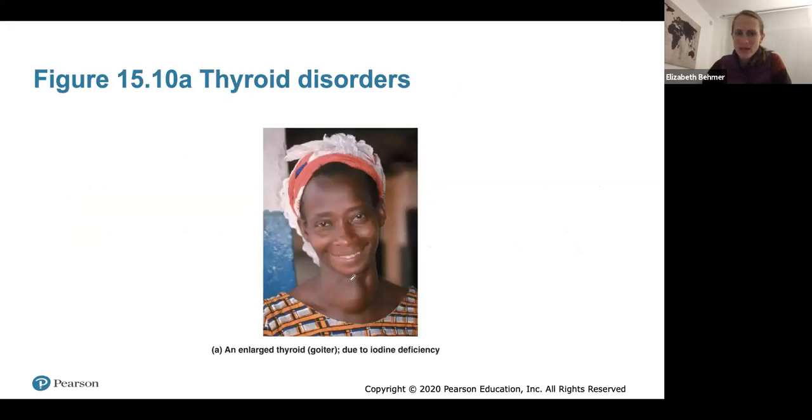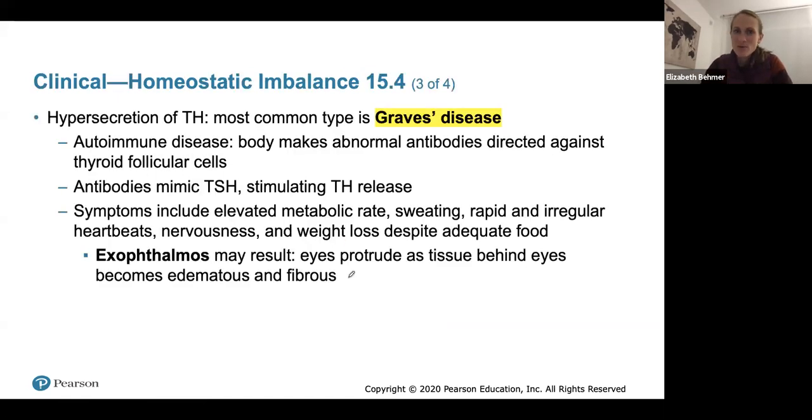So this is a look at a goiter, an enlarged thyroid due to iodine deficiency. You can see that in the neck. The enlarged thyroid pushes out, almost looking like a tumor, but it's called a goiter, and it's just from an enlarged thyroid.